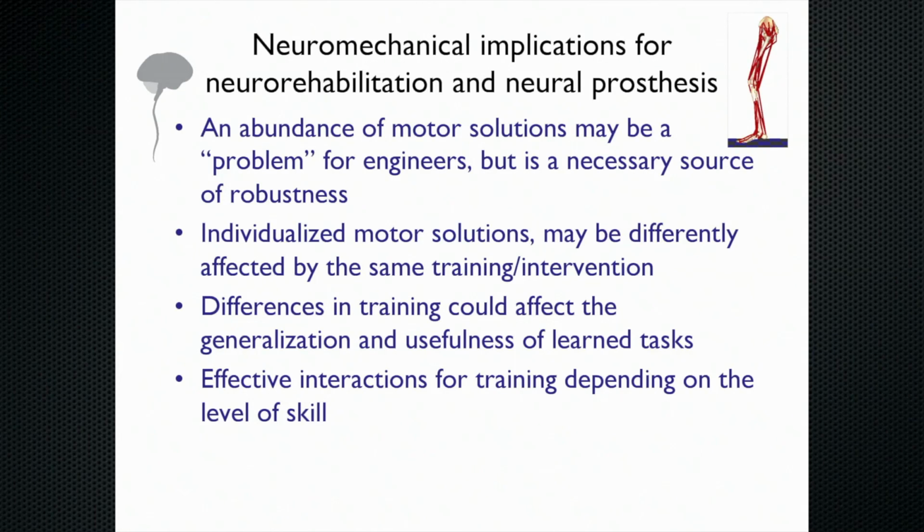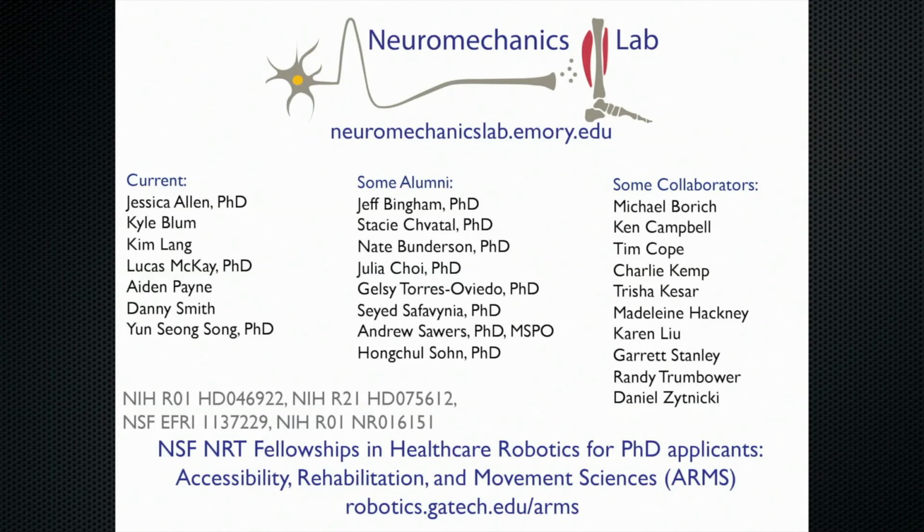And so individualized motor solutions that people may have could affect how the same intervention might differentially affect one individual versus another individual, and the differences in how we train them could also affect how useful a learned pattern is across multiple tasks. So by appreciating this abundance of solutions, we could build engineering solutions that could more generally help a wider range of people across a wider range of diseases with different experience.